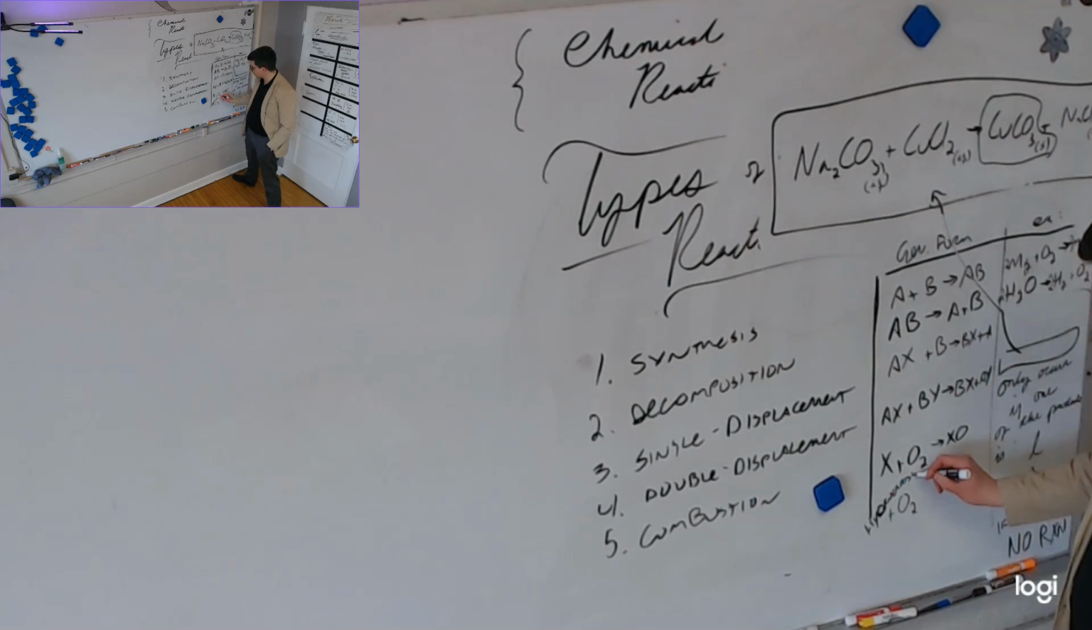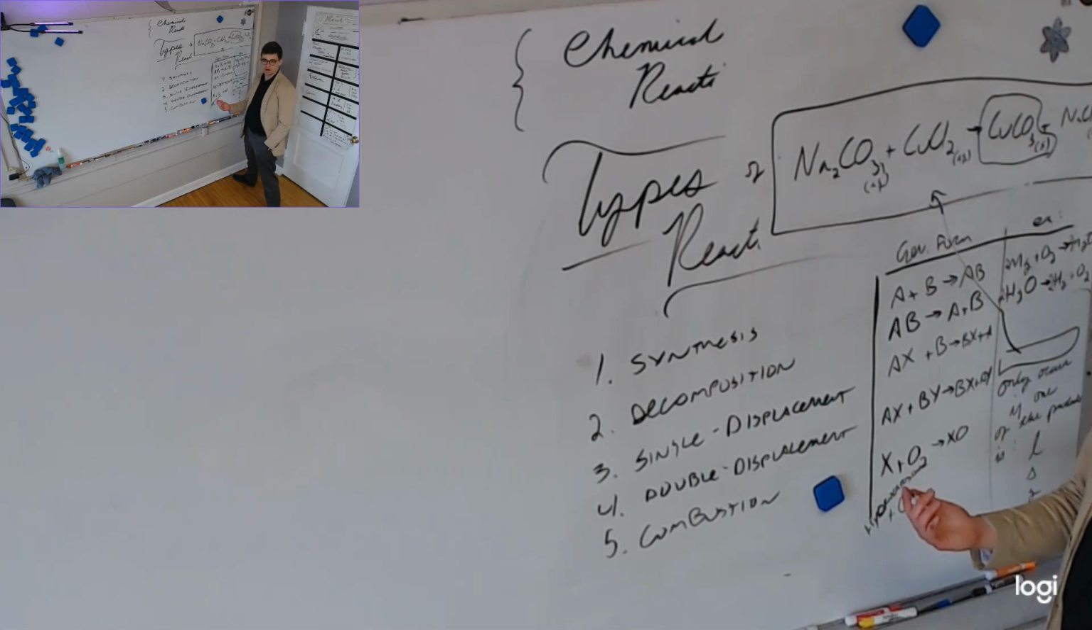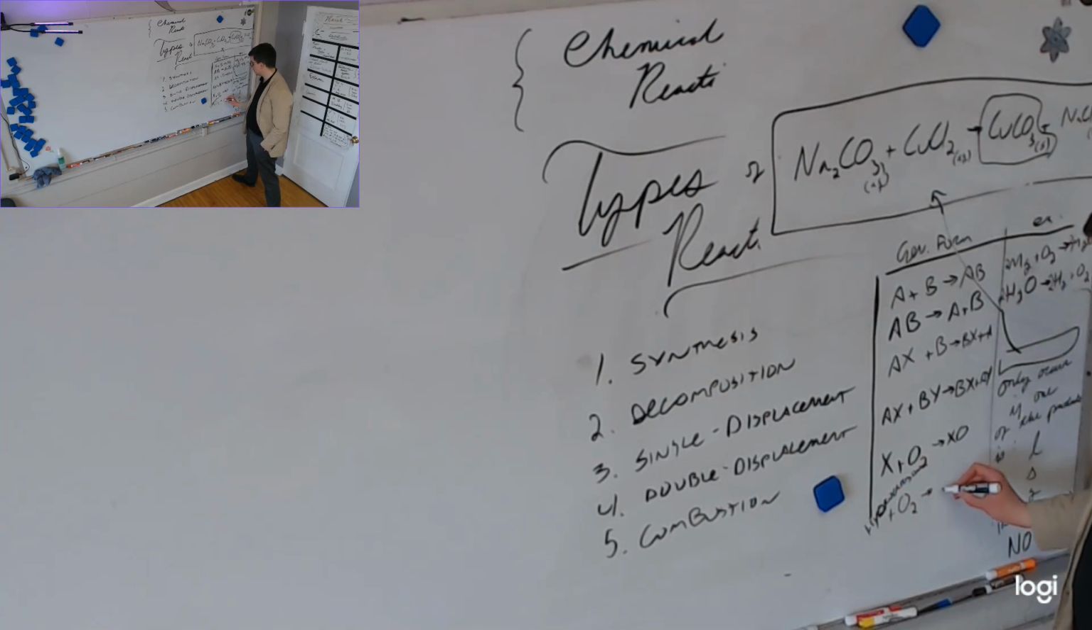If it's some hydrocarbon, what might a hydrocarbon be? Methane is a hydrocarbon. Yeah, it has hydrogen and carbon. If it's a substance that has only hydrogen and carbon, then it's a hydrocarbon plus O2 yields CO2 plus H2O.